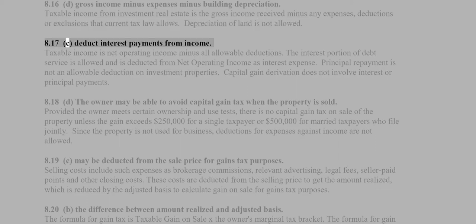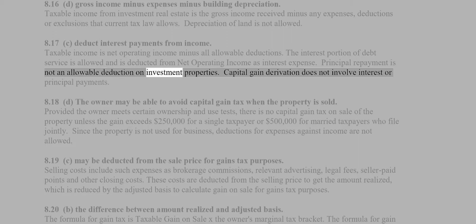8.17, C. Deduct interest payments from income. Taxable income is net operating income minus all allowable deductions. The interest portion of debt service is allowed and is deducted from net operating income as interest expense. Principal repayment is not an allowable deduction on investment properties. Capital gain derivation does not involve interest or principal payments.